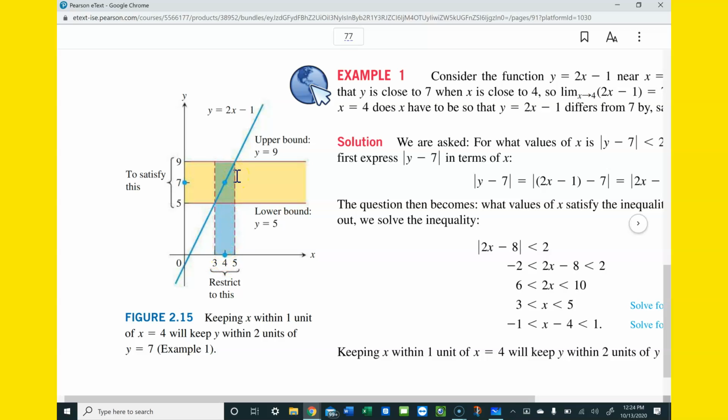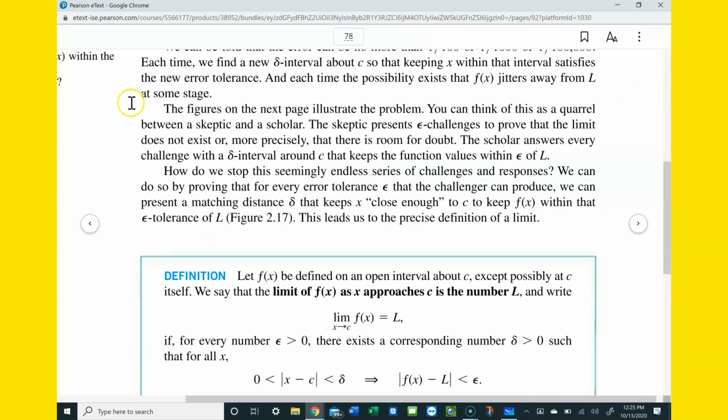When that's the case, you have a limit. You have a limiting value when that's the case. And when you're not able to provide that, then you don't have a limiting value. The limit does not exist in that case.